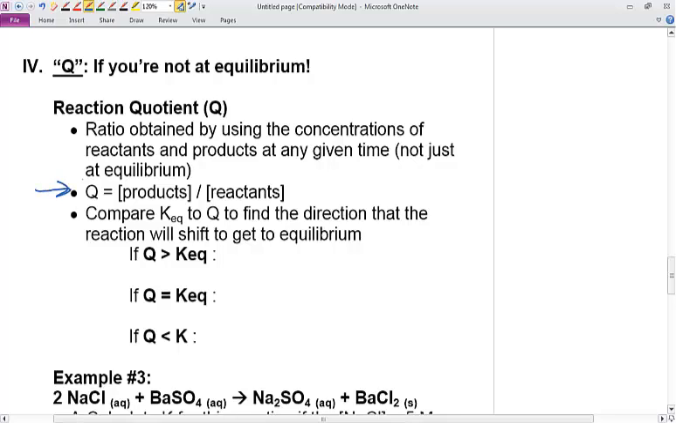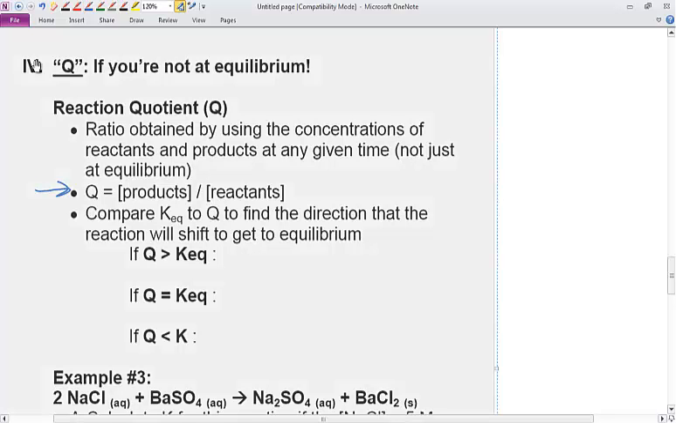And what you can do is calculate Q given your numbers and compare it to the K value. Based on that, you can figure out what has to happen to get to equilibrium, because that's the goal. Everybody wants to get to that happy equilibrium balance in their life or reaction. So let's think about this.